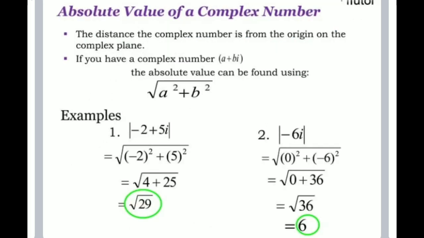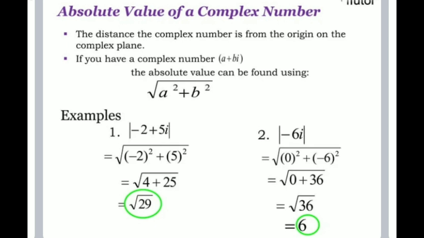Absolute value of a complex number. It is the distance the complex number is from the origin on the complex plane. If you have a complex number a plus bi, the absolute value can be found using the square root of a squared plus b squared.